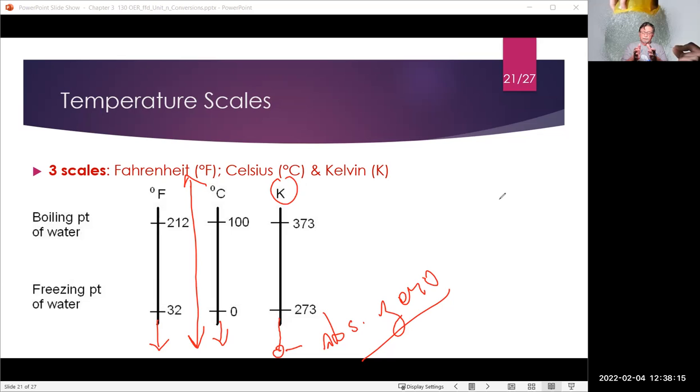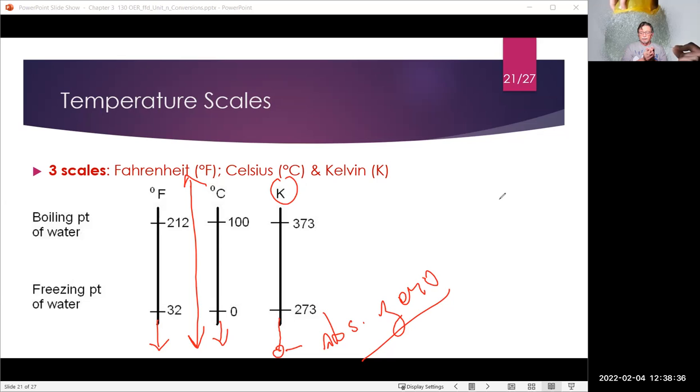To go from Celsius, we can go directly to Kelvin by simply adding 273. So you add 273 to your Celsius temperature and you've got Kelvin. And don't forget the letter K, the units, okay?